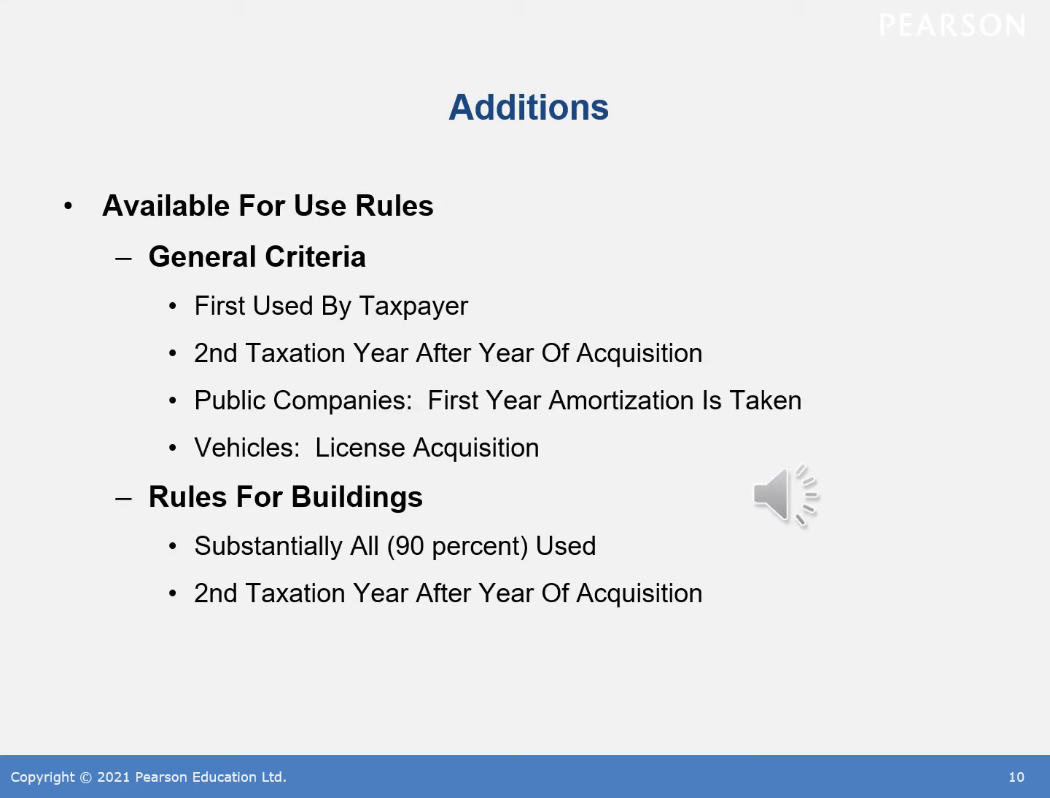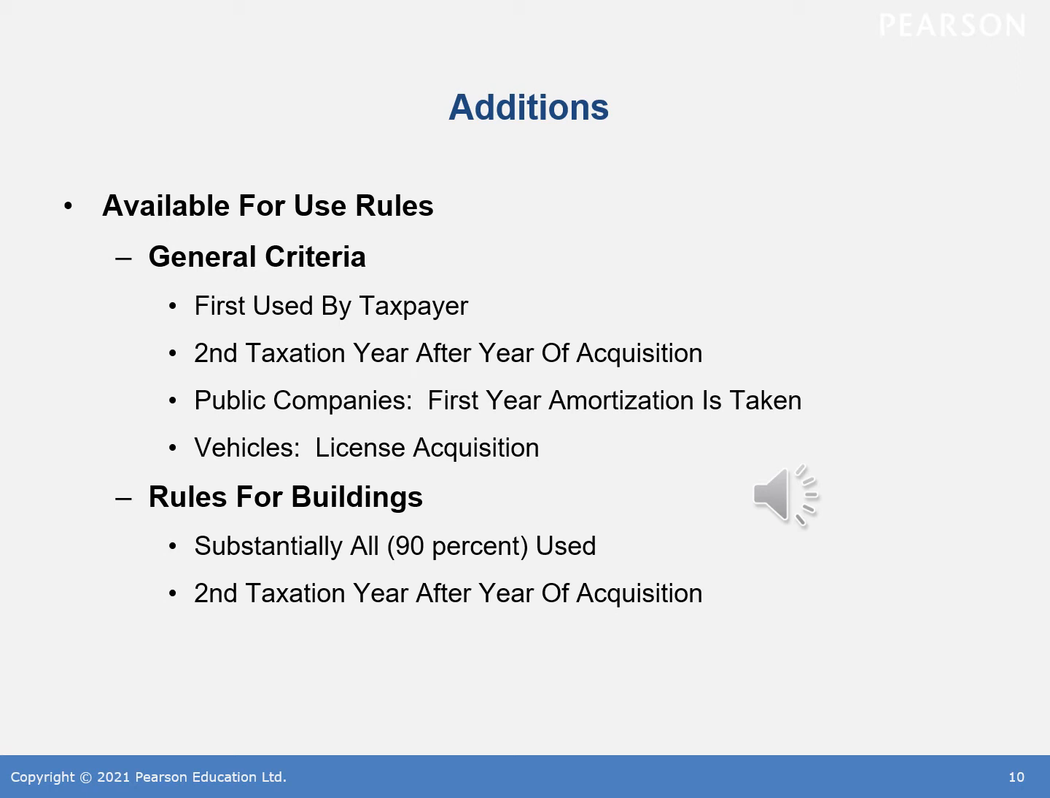Another consideration for additions is whether the asset is available for use. In some cases, you have a right or a requirement to defer CCA for up to 2 years, or until that structure or building is considered available for income-producing use. So you need to look through some considerations. When's it going to be first used by the taxpayer? It has to be up to the second taxation year after such time the property was acquired.